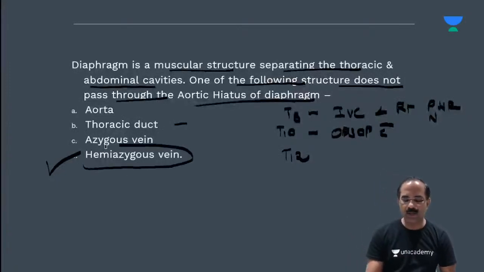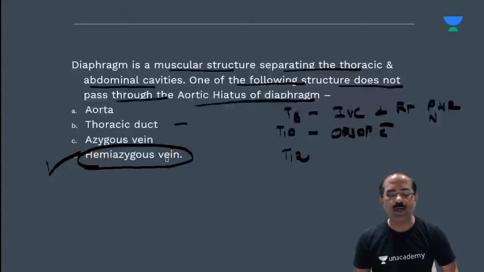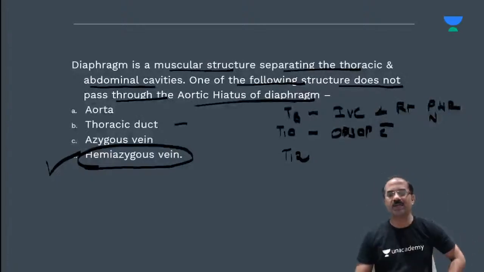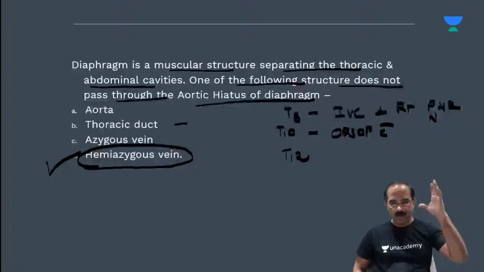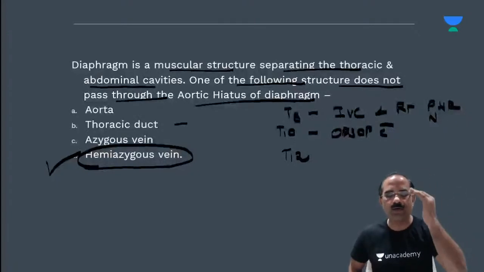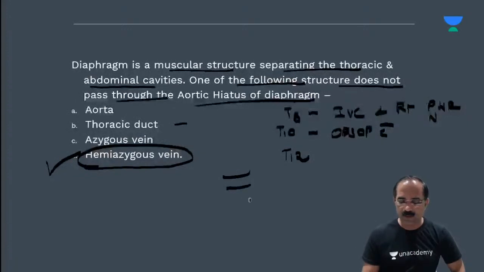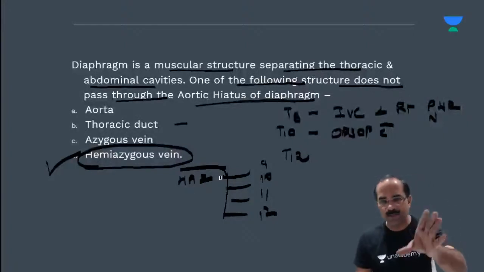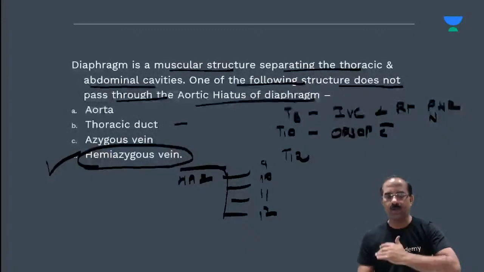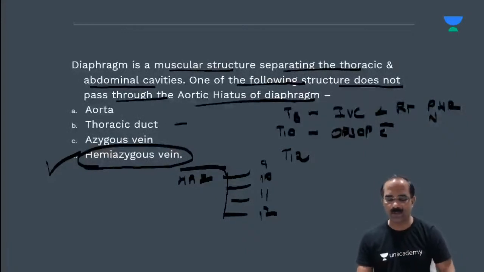Tell me, how is the hemiazygous vein formed? By the joining of which veins is the hemiazygous vein formed? The left posterior intercostal veins 9, 10, 11 and 12. They join to form the hemiazygous vein.